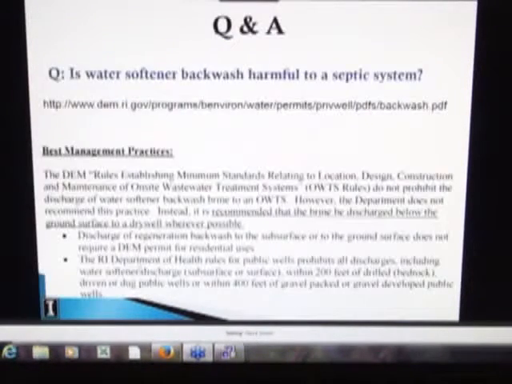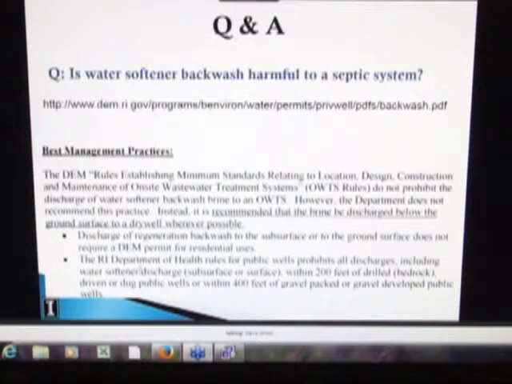Great. Another thing was someone asked about softener backwash. Is it harmful to a system? Well, there's a lot of newer softeners that put out a lot of brine, very chlorinated. I found this online from Rhode Island, where basically they don't recommend it. It's not prohibited in Rhode Island, but putting that large amount of water through your system with all that chlorine is likely to affect the bacteria in your septic tank.